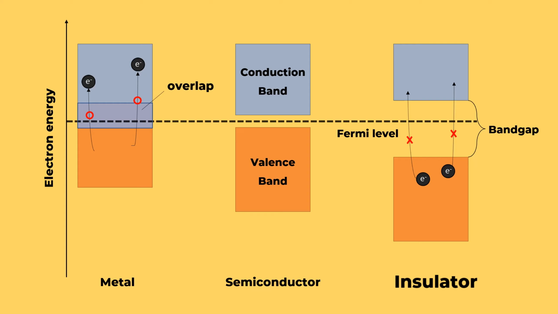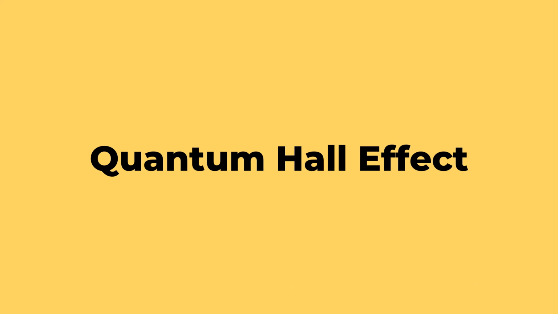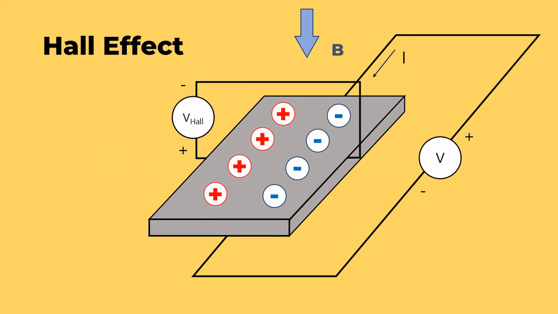Now, we are almost aware of the simple meanings of the words topology and insulator. Before we understand topological insulator, we should know what quantum Hall effect is. Here is an experiment explaining the Hall effect. We have a thin electrical conductor with current sent through it.